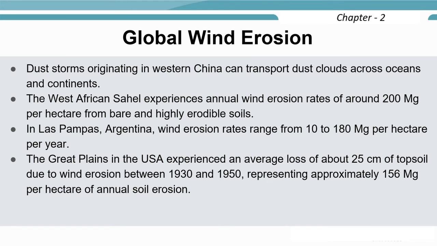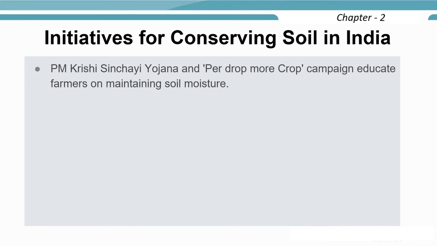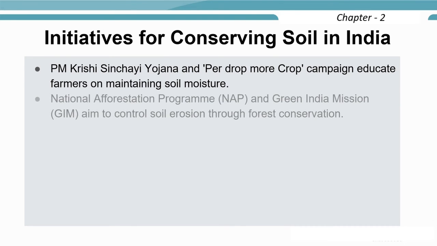Initiatives for conserving soil in India. The PM Krishi Sinchai Yojana and Per Drop More Crop campaign are helping in educating farmers on maintaining moisture in soil, because moist soil is less susceptible to erosion. The National Afforestation Program (NAP) and Green India Mission (GIM) also work in similar areas. Their objective is to control the erosion of soil by conserving the forests.